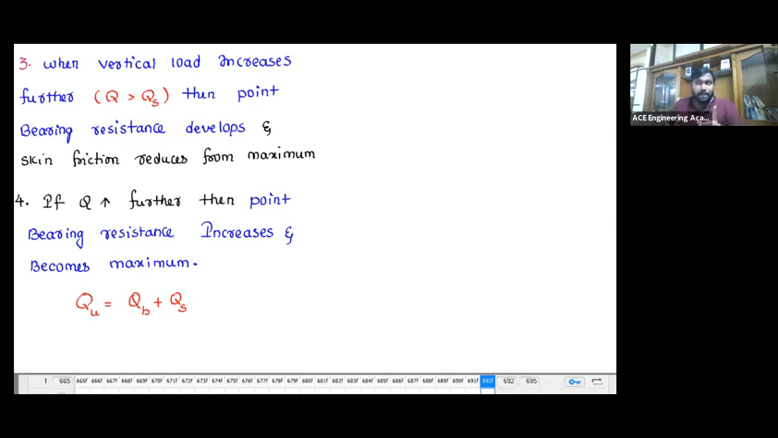So now I can say when skin friction is maximum, bearing is not maximum. When end bearing is maximum, skin friction is not maximum. So eventually, the ultimate load is nothing but the combination of bearing and skin friction. So QU is equal to QB plus QS. Okay, you please observe, I'm going to write it further. QU is equal to QB plus QS, that is, FB into AB plus FS into AS.